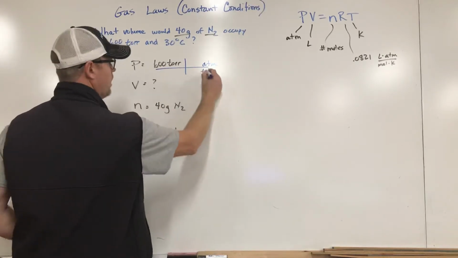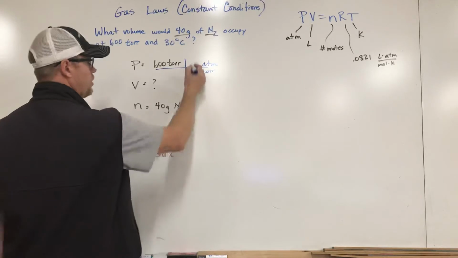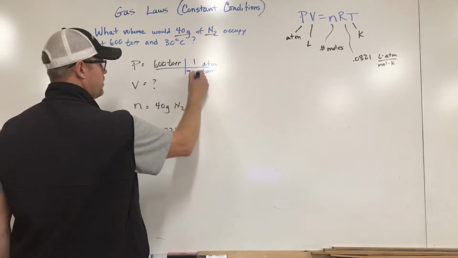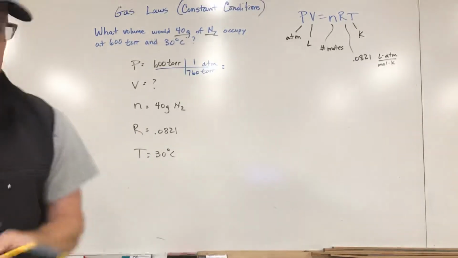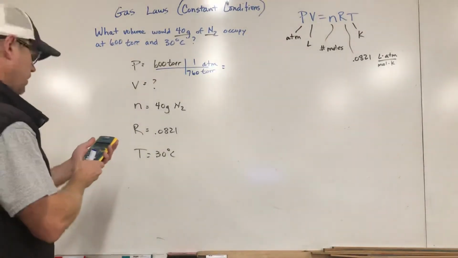I'm going to cancel torr out so it goes on the bottom, and then I look up my values. 1 atmosphere is 760 torr. So I'm going to grab a calculator. That's going to be a decimal. We'll round it off a little bit, but that's going to be our general pressure.